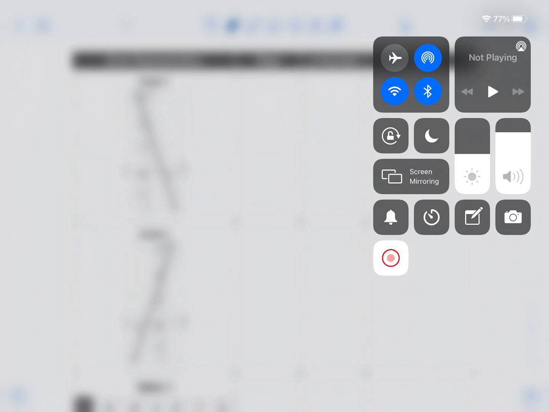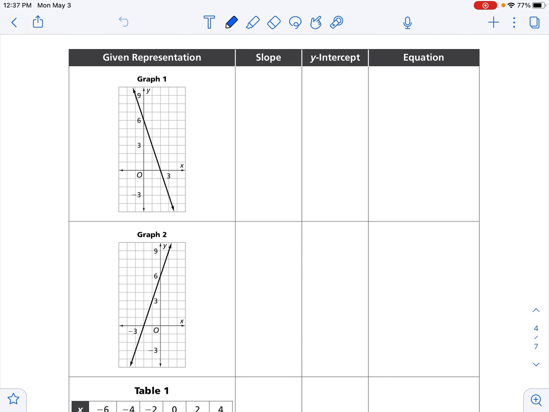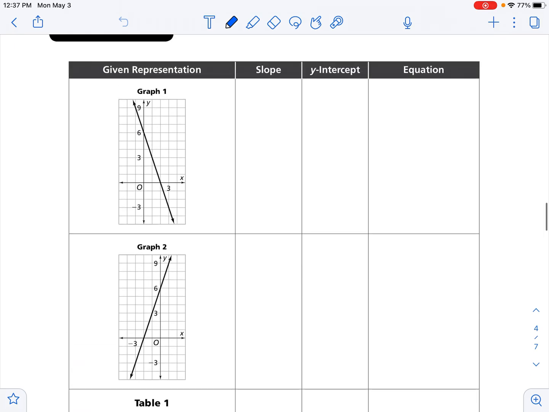Hey, students. Welcome back. We're talking today a little bit about slope, finding slope. But this time we're finding slope from a graph and also from a table. Okay, let's practice that a little bit.